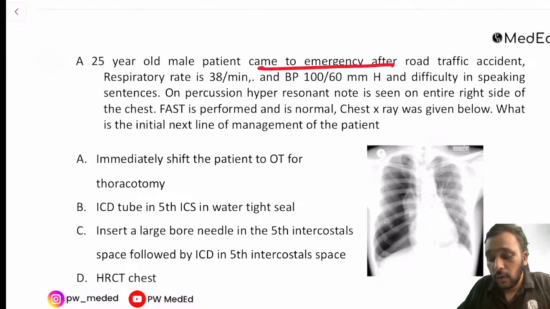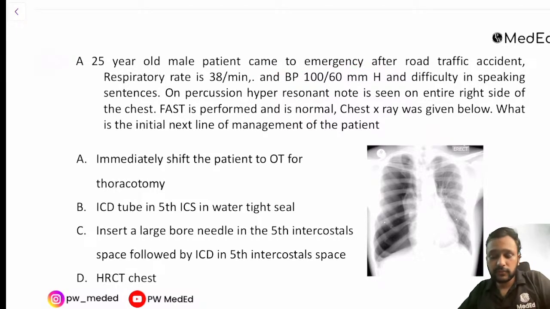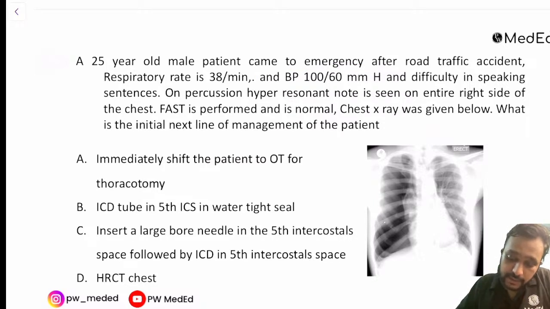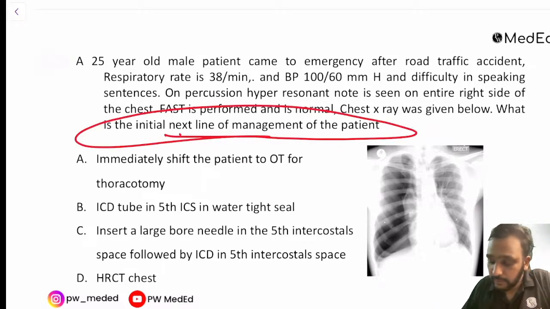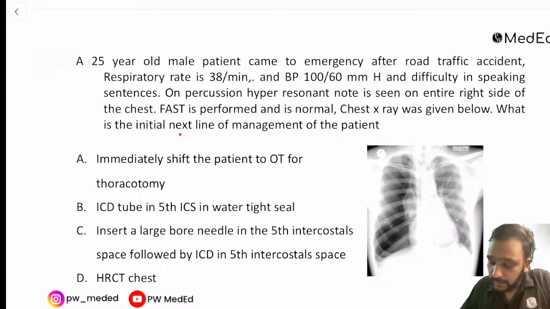Whenever there are these long questions given in the main exam, never start reading these questions from the first line, okay? Start reading from below. What is the initial next line of management of the patient, right? So what are we shown in this x-ray? Okay, so have a look at this x-ray.